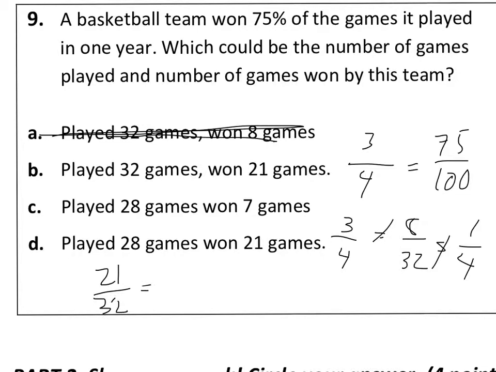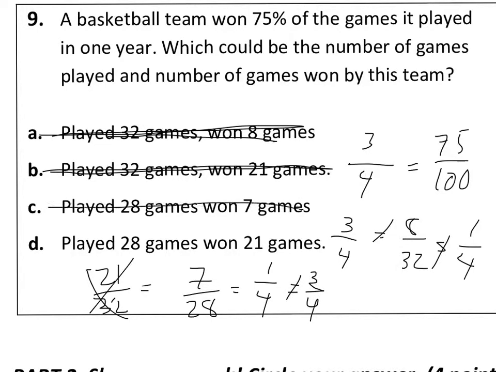Well, trying to reduce this isn't actually... 21 is divisible by 1 and 21 and 3 and 7, and 32 isn't divisible by any of that. It doesn't even reduce. So that can't be the answer. If I look at 28 games and 7 were won, 7 over 28 reduces to 1 over 4, which is also not equal to 3 over 4. So that can't be it.